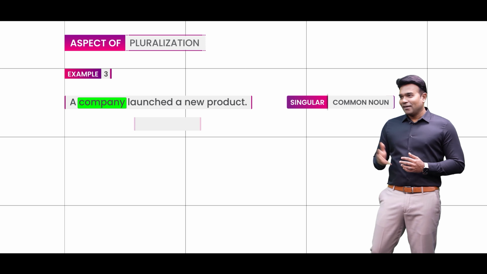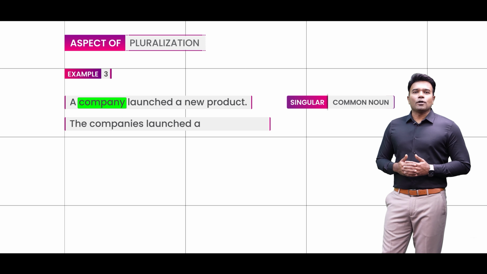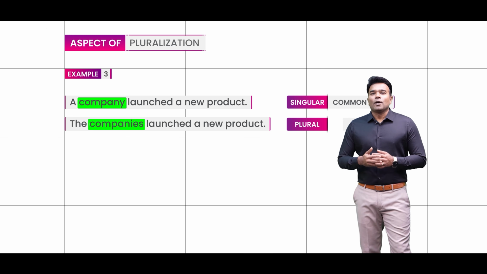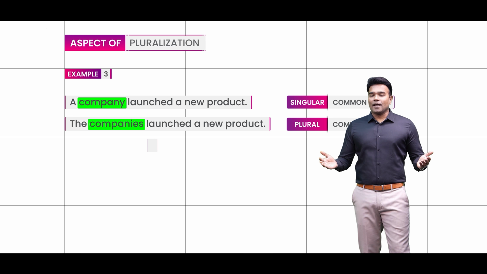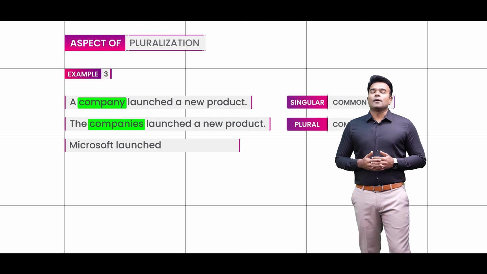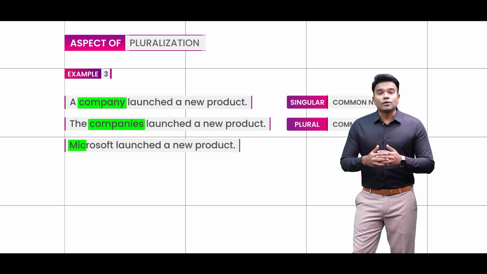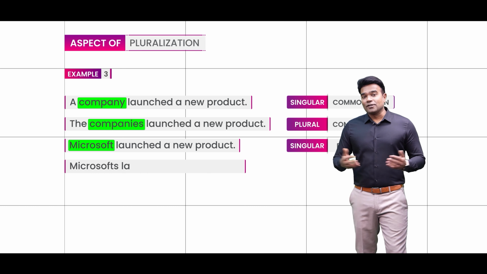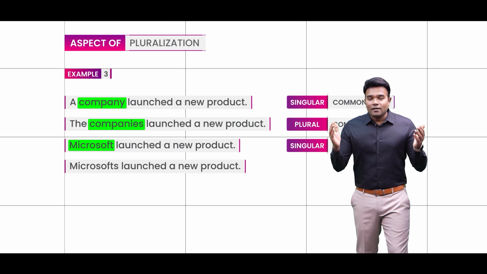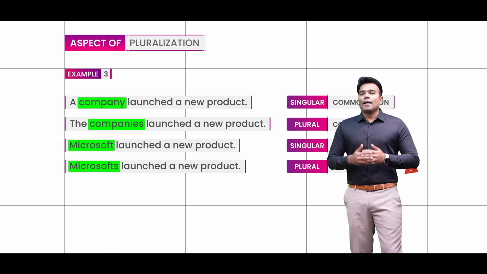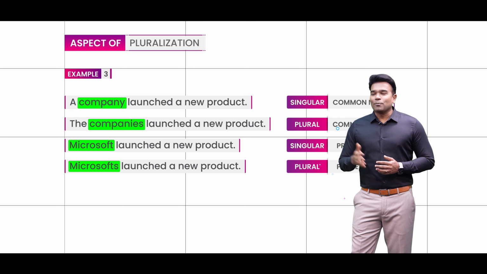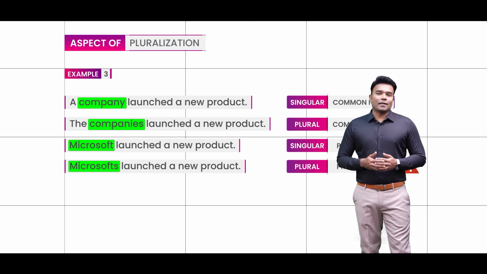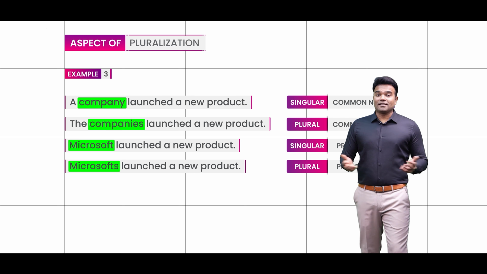And then have a look at this line. The companies launched a new product. Well, here the word companies happens to be the plural common noun. Well, that way, have a look at this sentence. Microsoft launched a new product, and in this, Microsoft happens to be the singular proper noun, whereas in this sentence, Microsofts launched a new product, obviously the word Microsofts happens to be invalid because we cannot have the proper noun in the plural form. And again, you know that this sentence happens to be an invalid sentence as a whole, but all of the previous three sentences are valid.